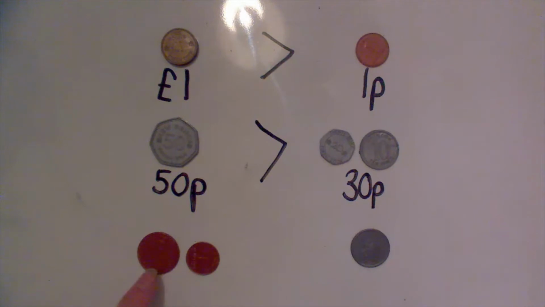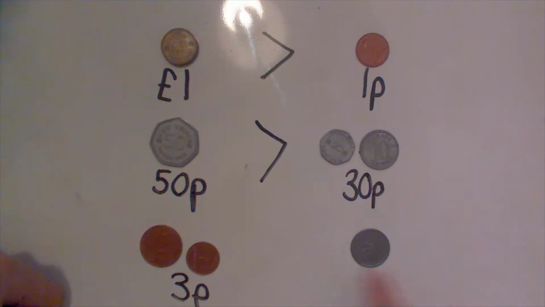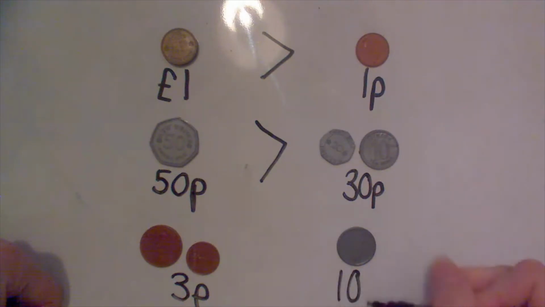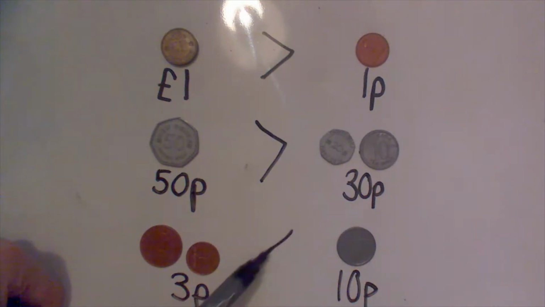Down here, these are bronze coins. I've got a 2p and a 1p. Start with the biggest number, 2, 3. 3p. I've just got 1 coin on this side, so it might mean it's less. Let's have a look. Well, it's a 10p coin. So is it less? Oh no. 10p is bigger than 3p. It's greater than, so my crocodile would eat it.